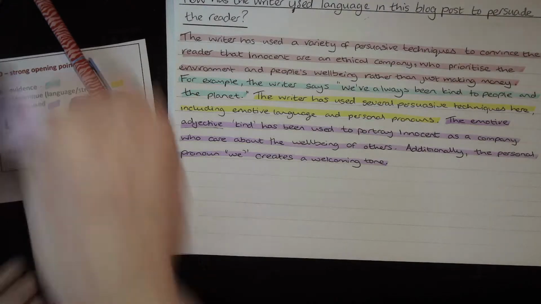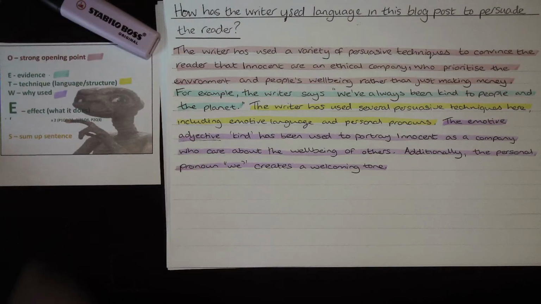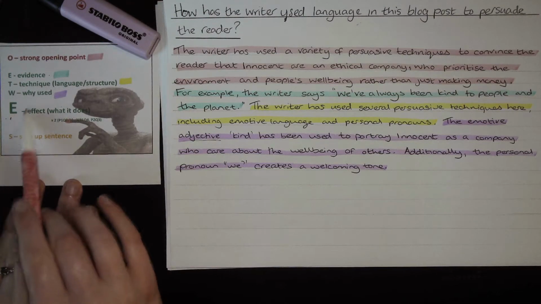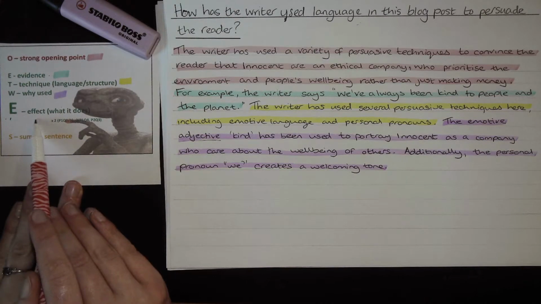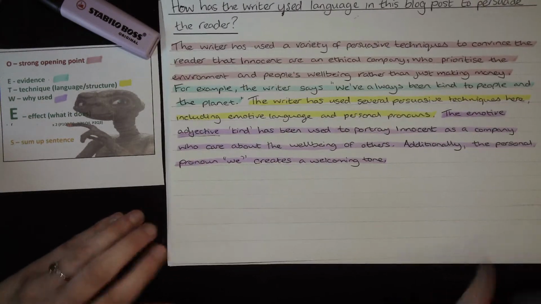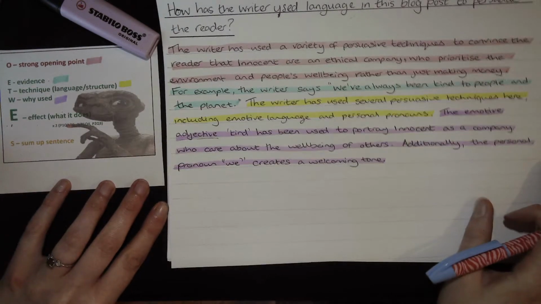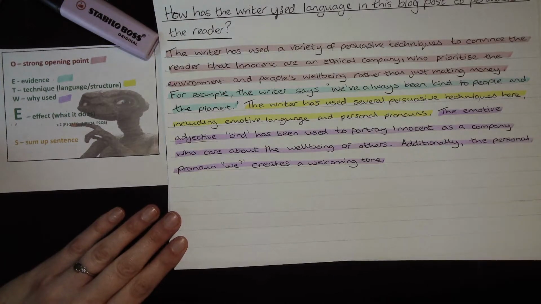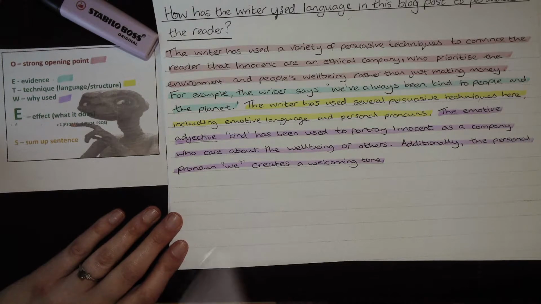Fabulous, we're nearly finished. The final thing that we just need to do is to think about the effect on the reader, and notice that the E, the effect, is much bigger than the other letters, and there's a reason for that. When we talk about the effect, we want this to be the most detailed part of our paragraph. So we've put this as a larger E just to remind you of that, because that's what you get the most marks for. We can think about what it does to the reader. I always think to myself, well, what does it make the reader think, feel, imagine, believe? The sort of different verbs that we could use there.